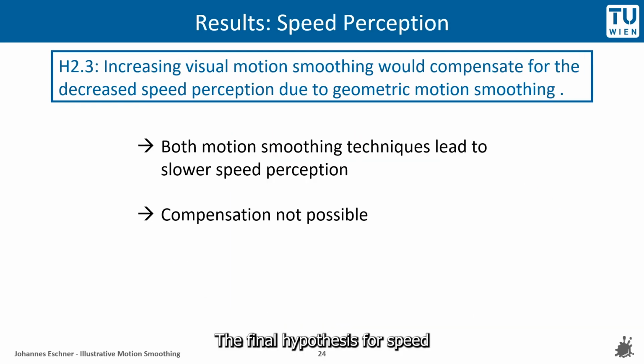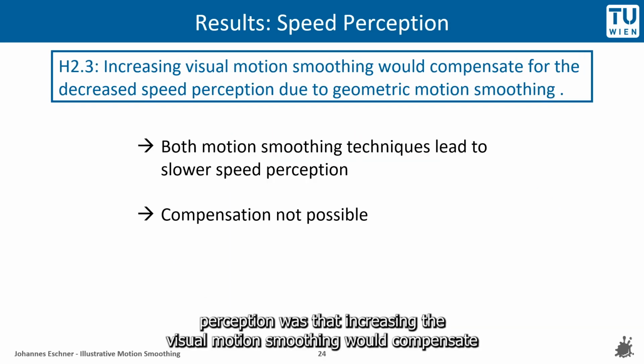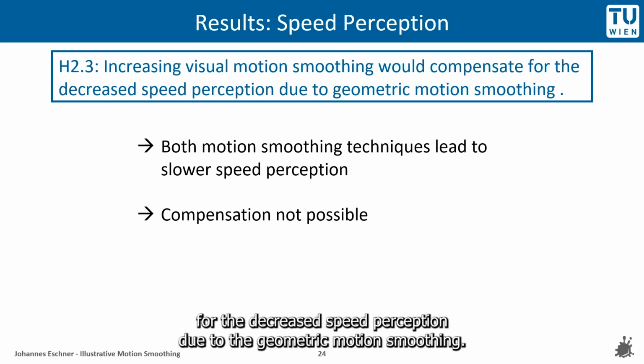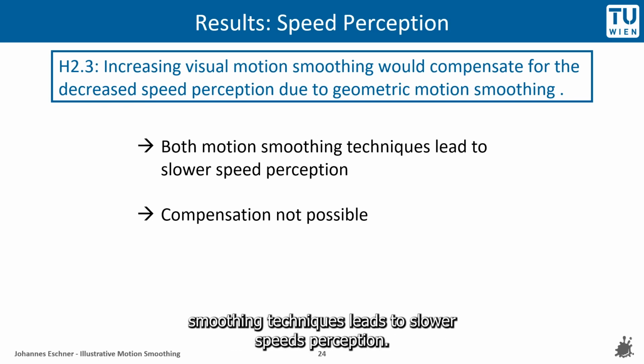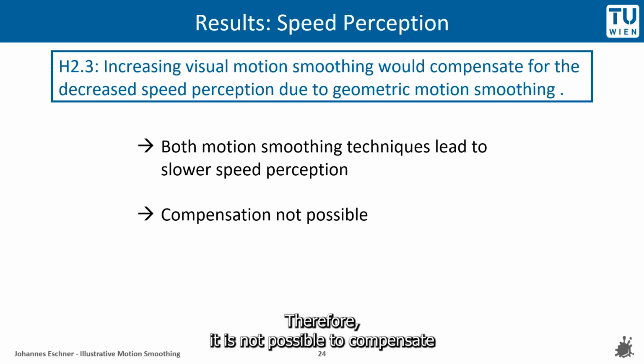The final hypothesis for speed perception was that increasing the visual motion smoothing would compensate for the decreased speed perception due to the geometric motion smoothing. However, as we've seen, both of our motion smoothing techniques lead to slower speed perception. Therefore, it is not possible to compensate one with the other.